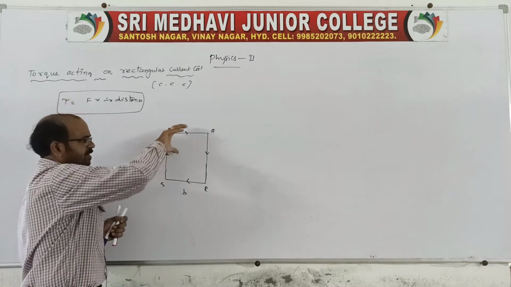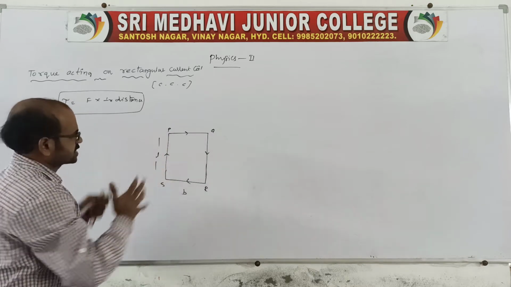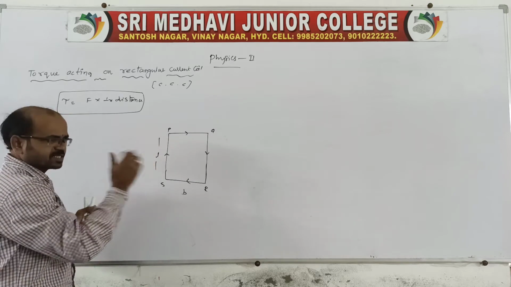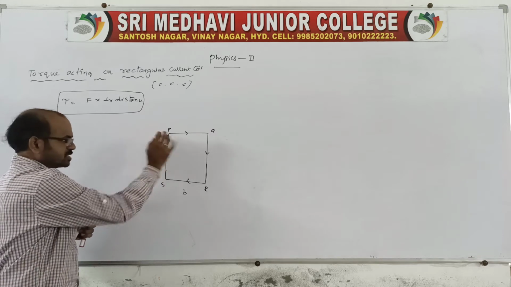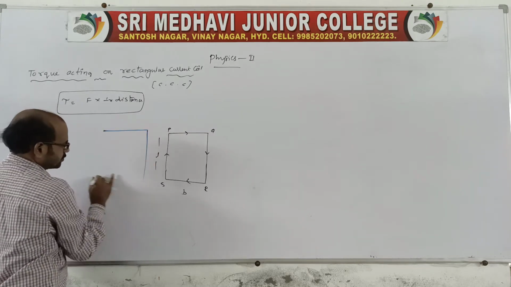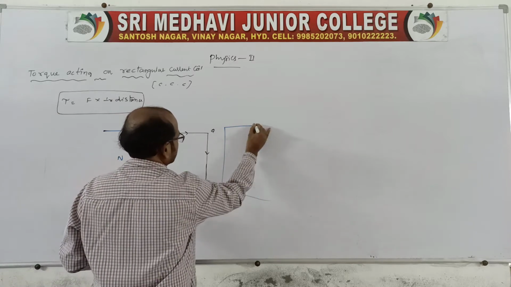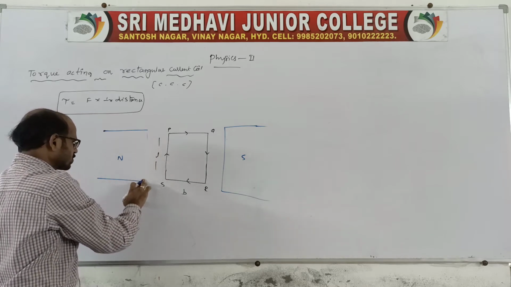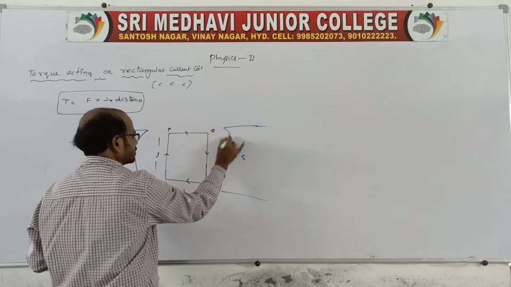Of course, it is anticlockwise. There will be a field into the plane of the paper. There is a field created by the current carrying coil. Now this coil is placed in a uniform magnetic field. Now this coil is placed between the two poles of a magnet, north and south. This north and south we can also call a concave shape, in the sense we can say it is a horseshoe magnet.